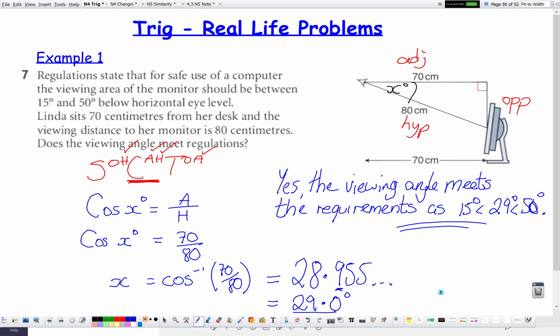Right, so the question wasn't difficult, it was just a standard find the angle, but then it's just answering it in the context of the question with a statement. Okay? Right, I'm going to show you one more example, and slightly tougher. So let's have a look at it next.